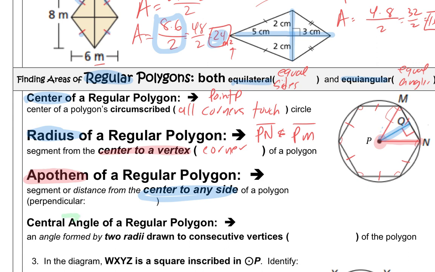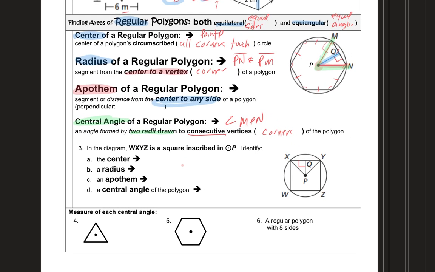And then the last one we're going to talk about is the central angle. We know the central angle is when we have two radiuses going from N, M, P to N. We said the vertices are the corners, so it's going from two consecutive corners, which means next to each other. M and N are both consecutive, so MPN. So angle MPN is our central angle. Keeping that in mind, let's get right into some usages of that.